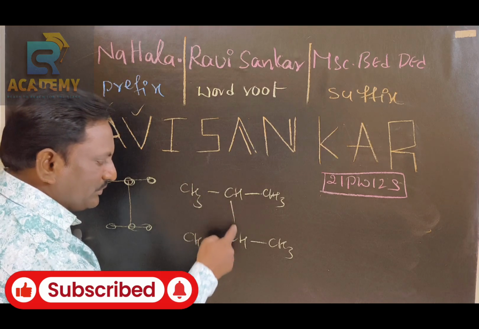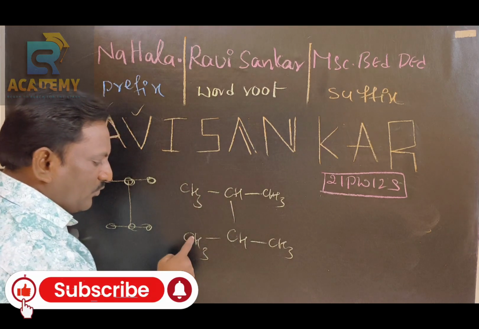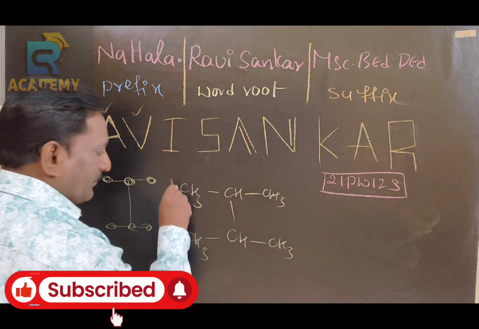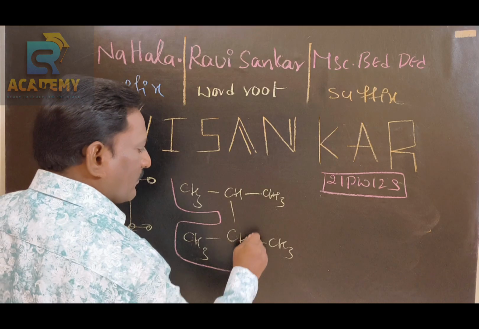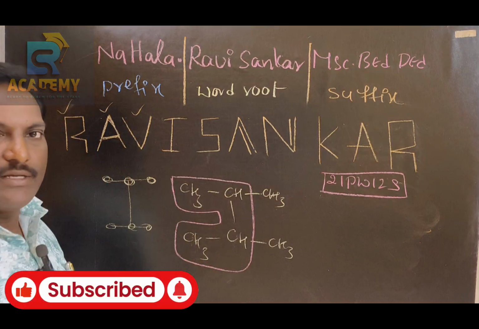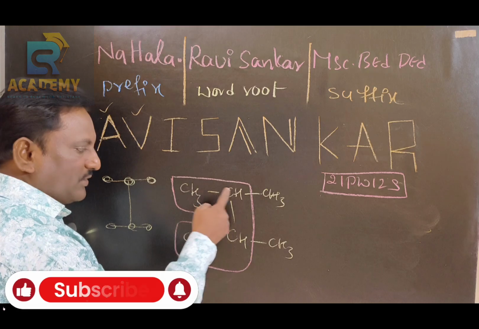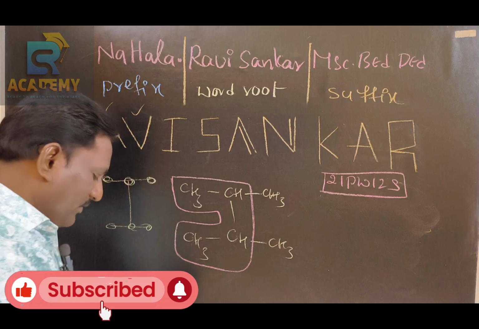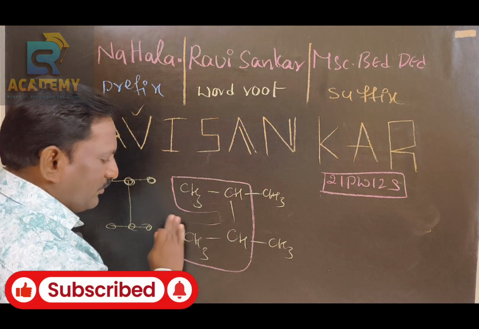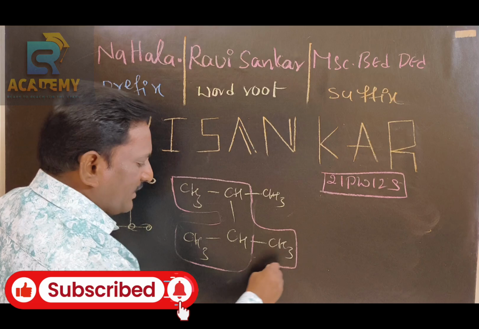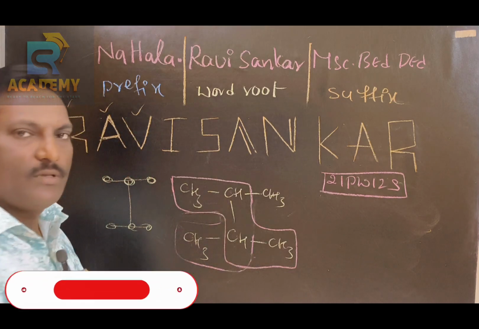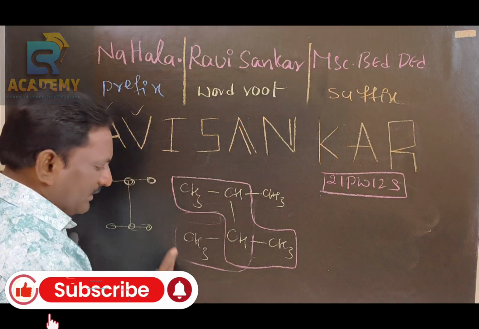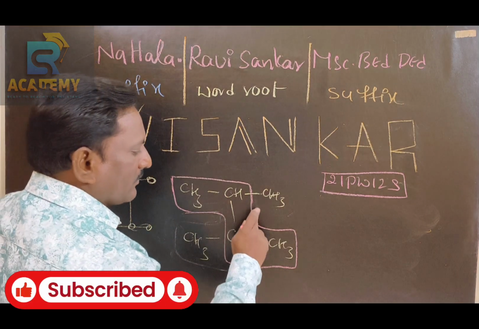1, 2, 3, 4. You should select any one. Let me take this one. This is my parent chain. 1, 2, 3, 4. You can take this one as well, or this one. That's up to you, not a problem. Okay, let us take this one.